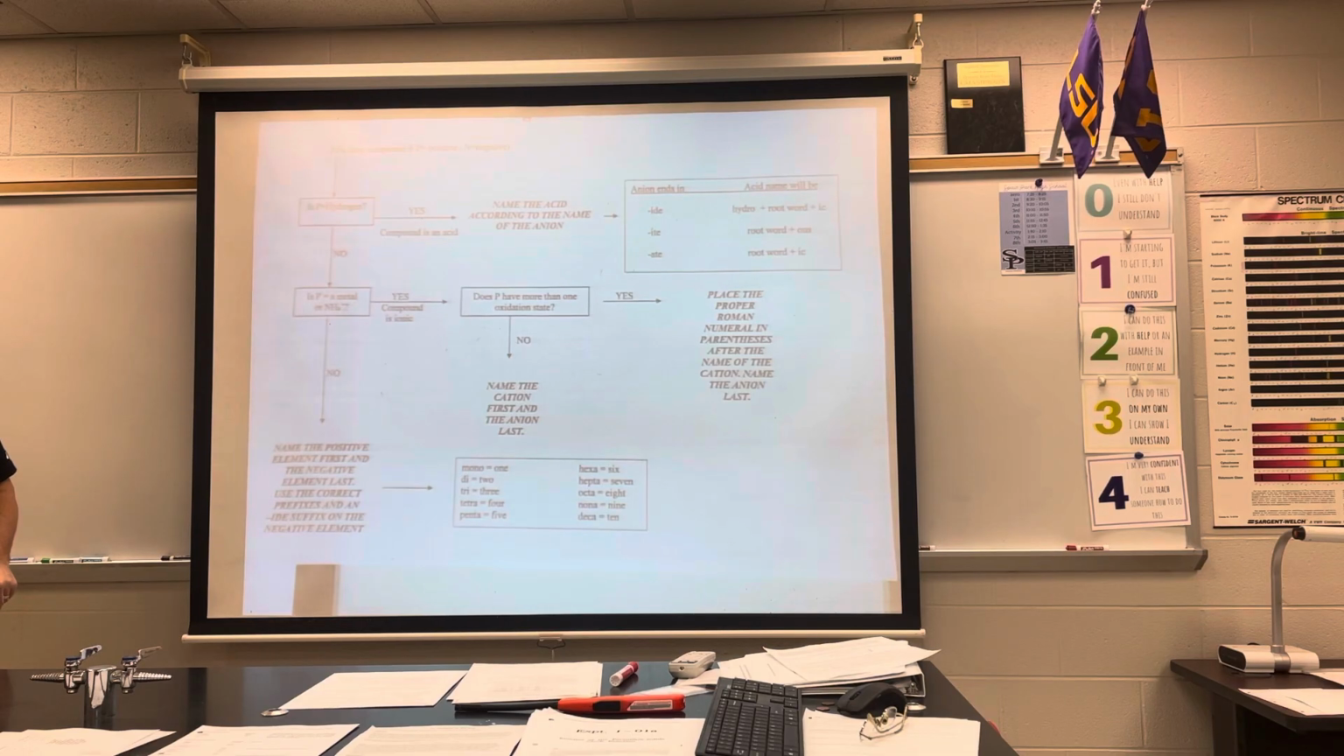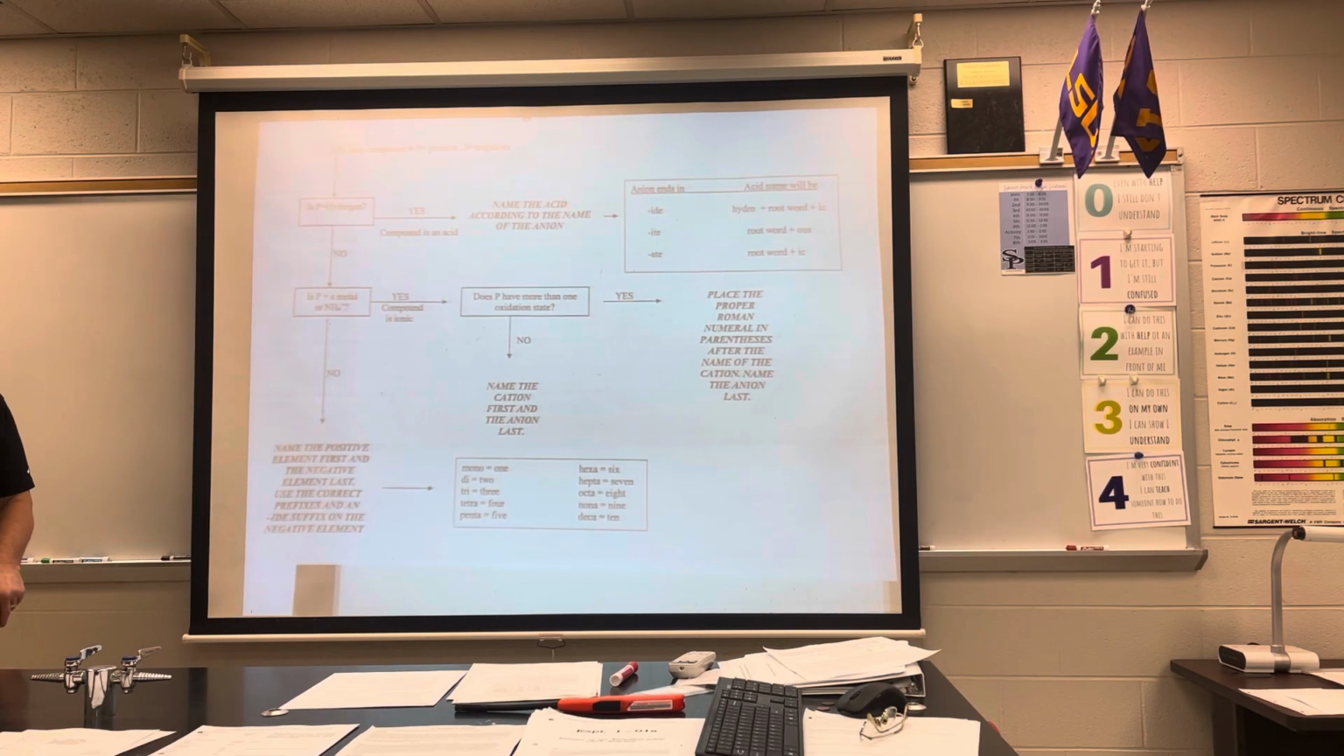Okay? So Lucas, will there ever be a negative thing at the beginning? No. Positive, it's always going to be positive first, negative last, both in name and in formula. And everything only has one positive thing, one negative thing. Now the negative thing could be a polyatomic ion, but polyatomic ions still act as a single unit. So we need to be able to recognize it.